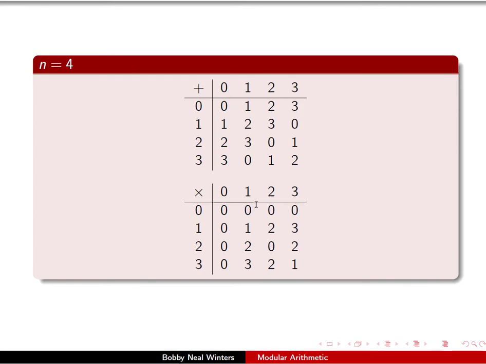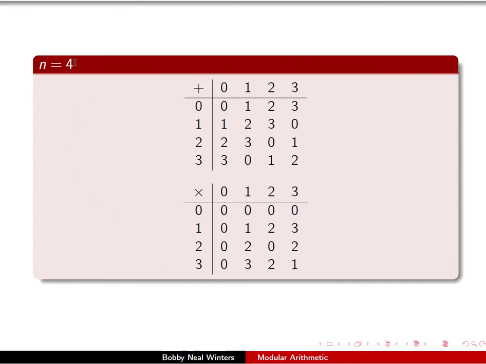We do the same with our multiplication table. 0 times anything is still 0. If I take 2 times 3, that's 6. And 6 divided by 4 leaves a remainder of 2. 3 times 3 is 9. 9 divided by 4 leaves a remainder of 1. There we go. And so you set this up.